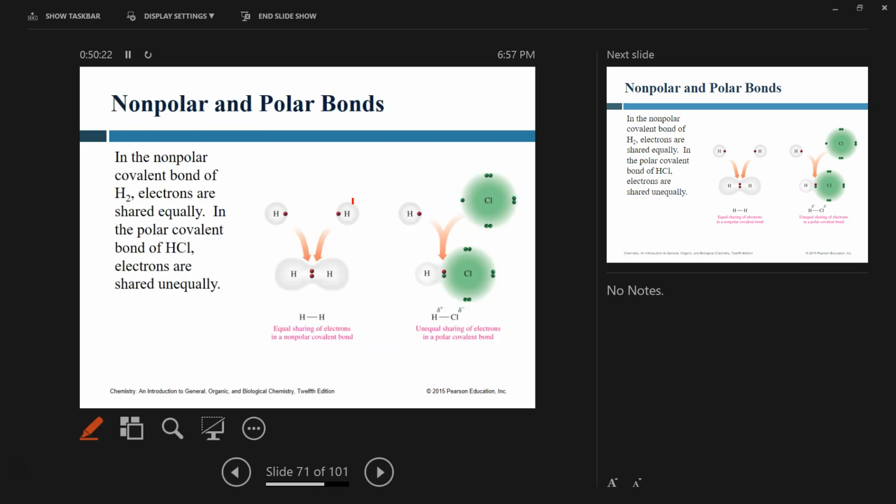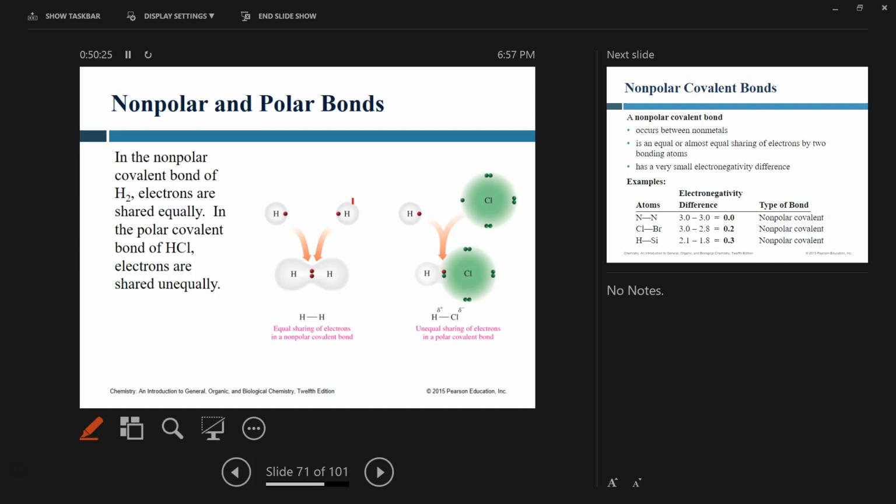So basically I kind of gave away what we're going to be talking about next. We're going to be talking about polar versus non-polar bonds.